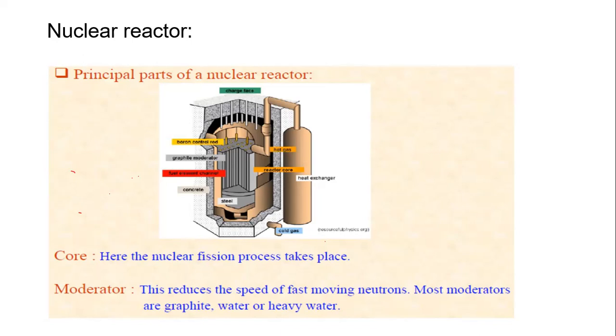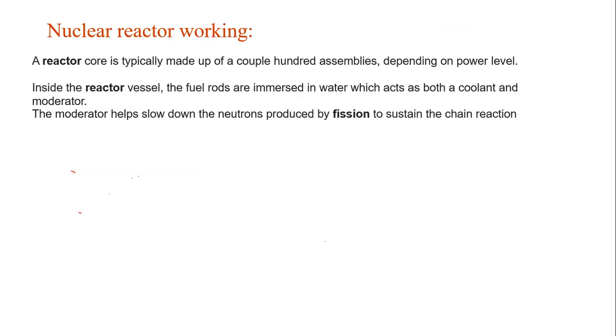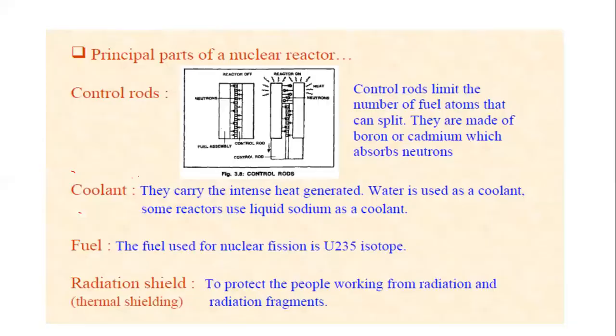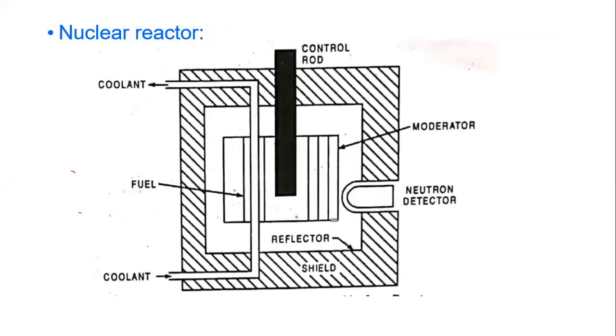Next are the thermal shielding and the biological shielding. These are used to protect living organisms from harmful alpha and beta radiations. These are the principal parts of the nuclear reactor, and this is the moderator. This is the heart of the nuclear power plant.